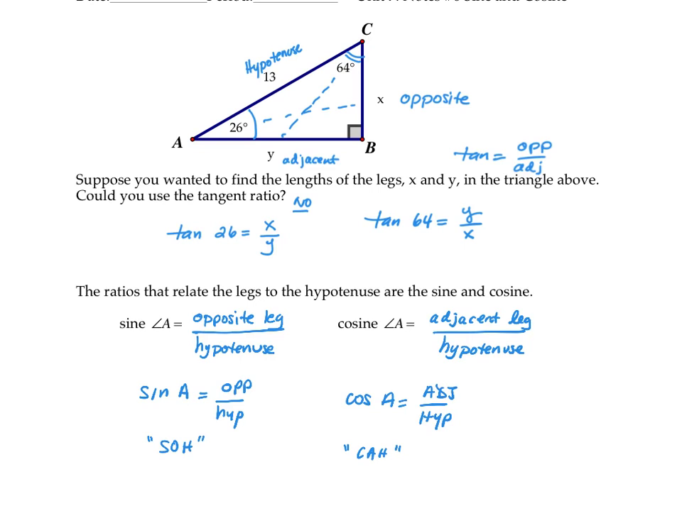So we have a little saying that can be used to help you remember all three trig functions, and that is SOH, CAH, and then TOA. Remember, tangent was opposite over adjacent. So SOH CAH TOA. We use that to help you remember those three functions.